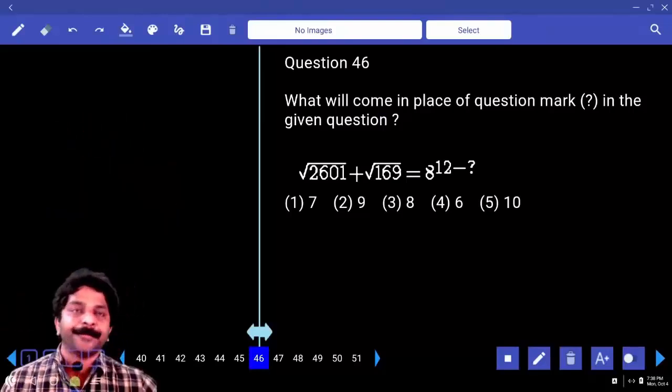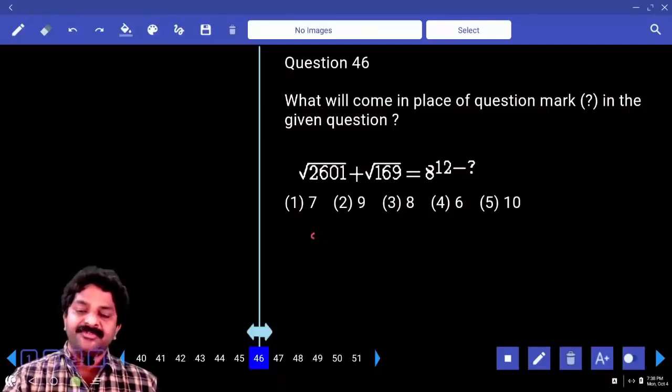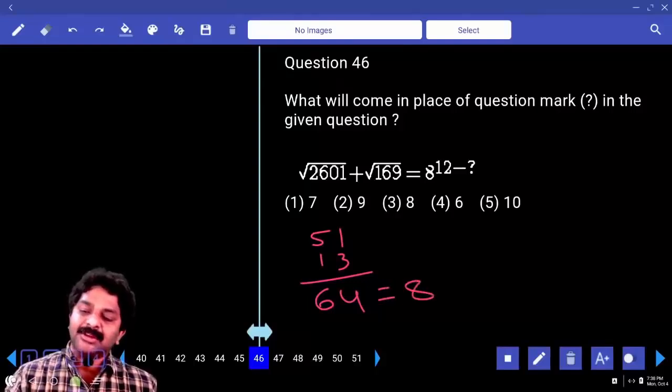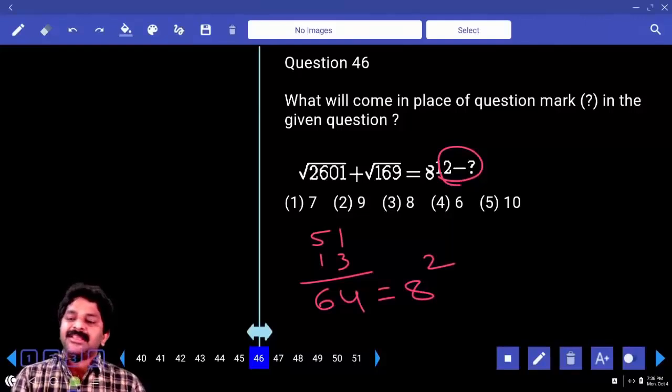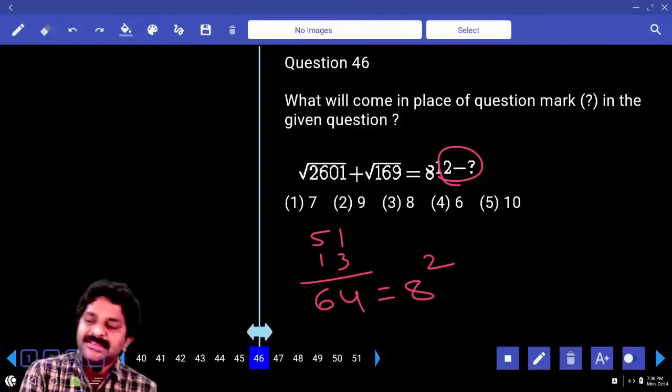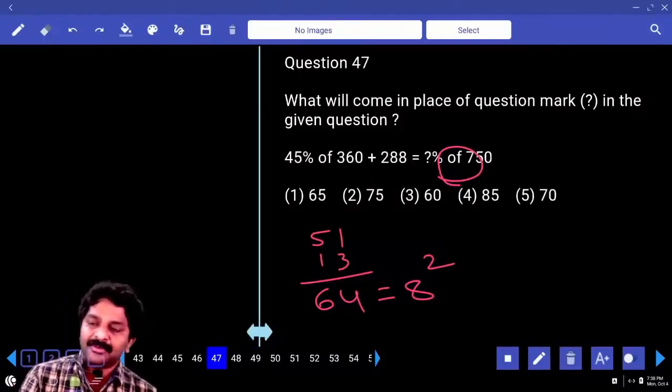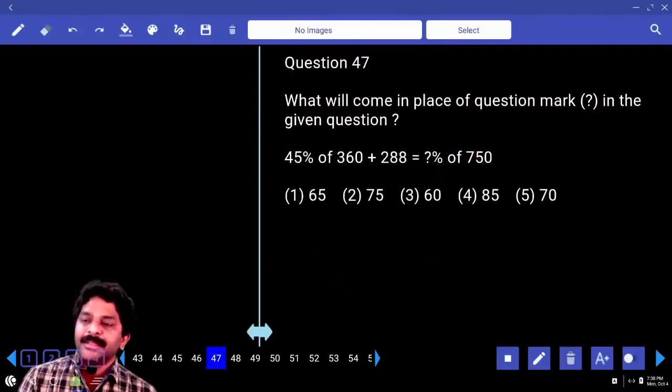Numerical ability. Under root 2601. Yes, 51 plus how much is this? 64 can be written as 8 to the power of 2. So exponents must be equal. 12 minus x must be equal to 2. So x is 10. From 12 we have to subtract 10.